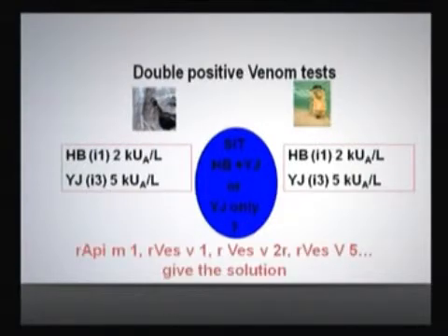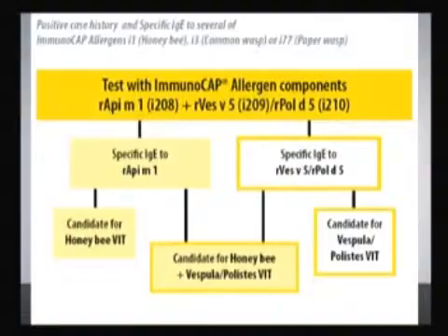And here, I think you can see that the results of the components will give you the solution. If you have patients who are allergic to Api m 1, that's the phospholipase A2 of the bee venom, then you know that this patient is genuinely reacting to bee. If he's reacting to the protein 5, also known as Ves v 5, which is specific for the wasp and Polistes, you will see that he is reacting to that as well.